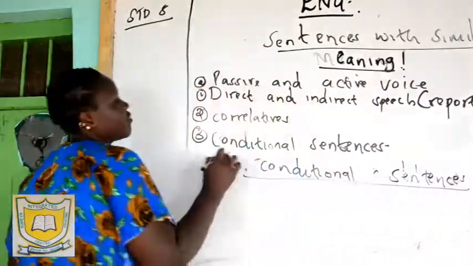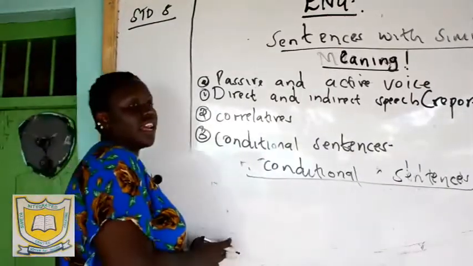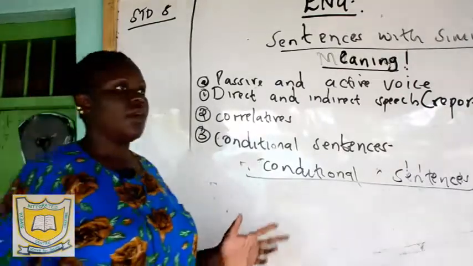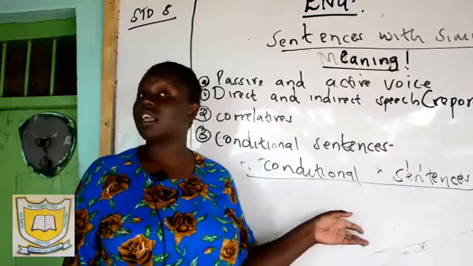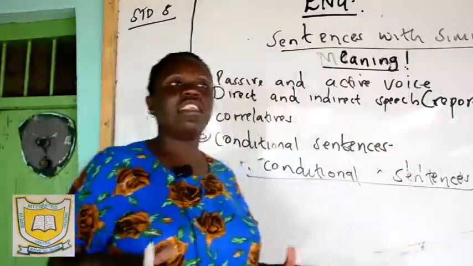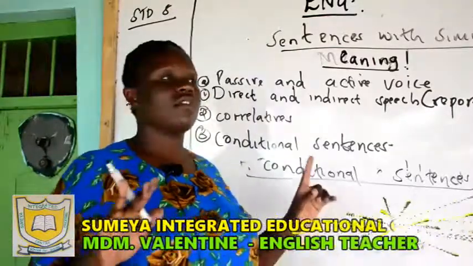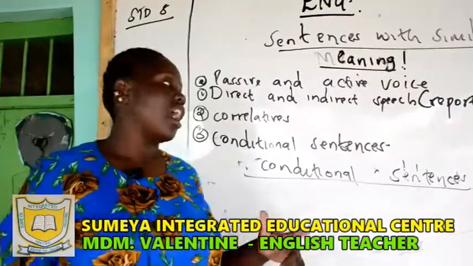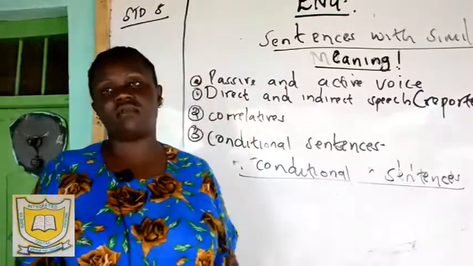And when I talked of conditional sentences, I talked of the likely, the unlikely, and then the probable condition. When I come back for our next lesson, I'm going to take off with conditional sentences, and not just what they are, but how we are going to handle them. If you're asked to give a sentence that means the same, how you are going to change them to sentences that mean the same.